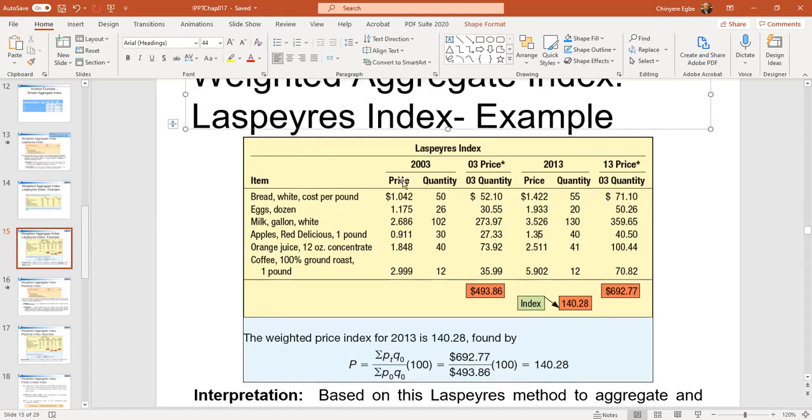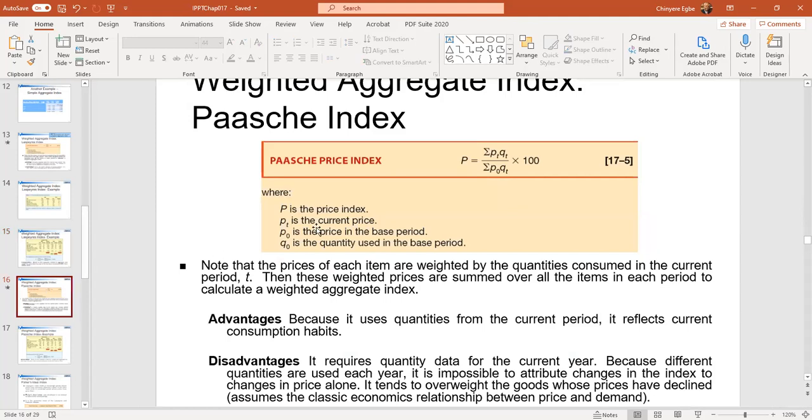Now, when you look at the way indexes are calculated, the choice is yours, or the choice is a decision that is made. You can use the Laspeyres index, or you can use the Paasche index. It's really a choice, and it depends on your point of view.